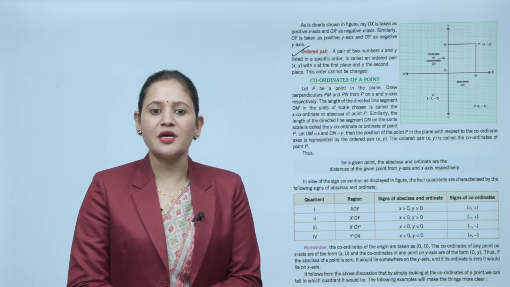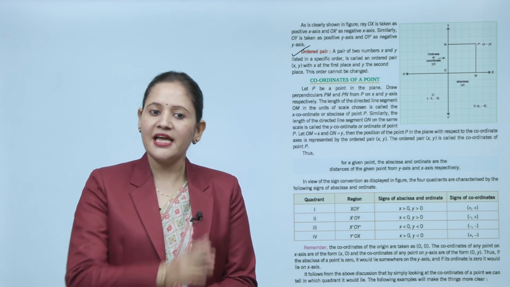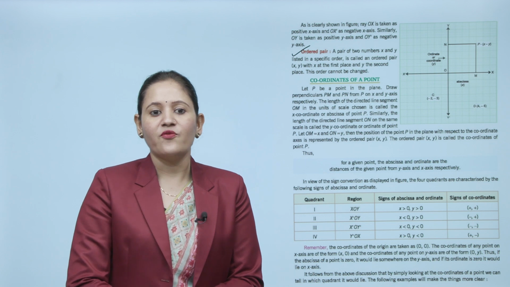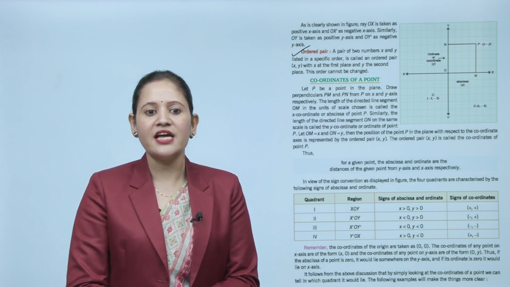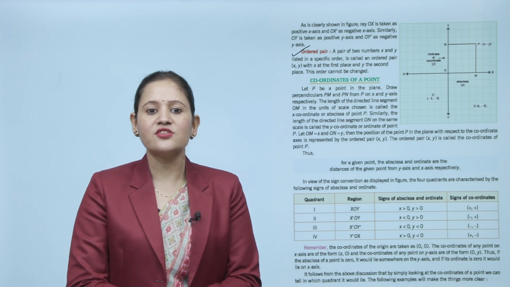A pair of two numbers x and y listed in a specific order is called an ordered pair. पहले x को दिखाएंगे, then y. With x at first place and y at second place, this order cannot be changed. Next, coordinates of a point.